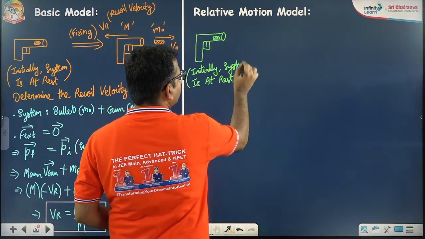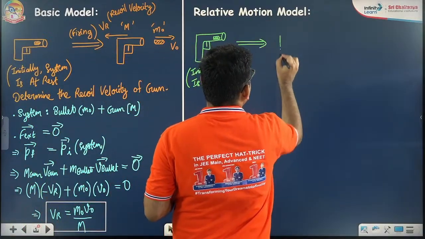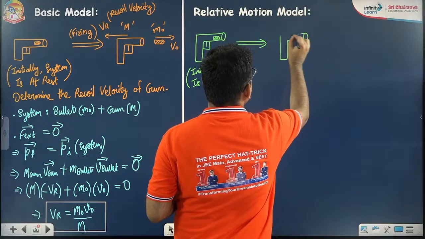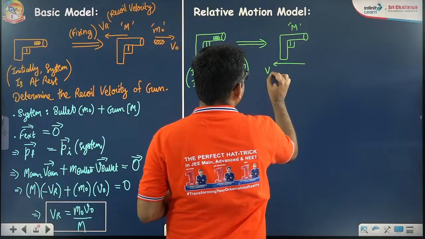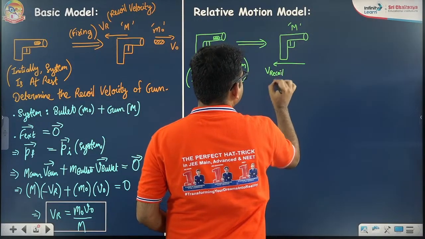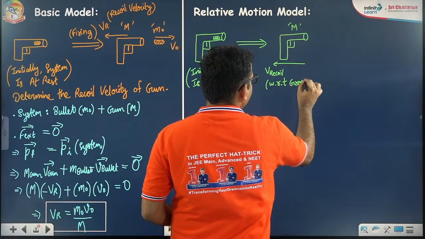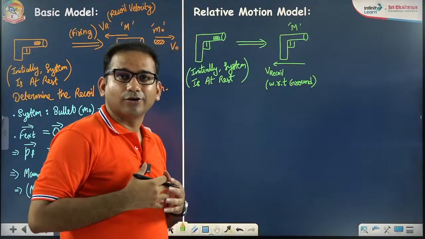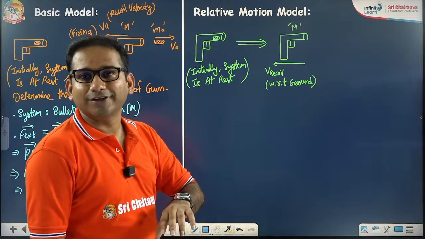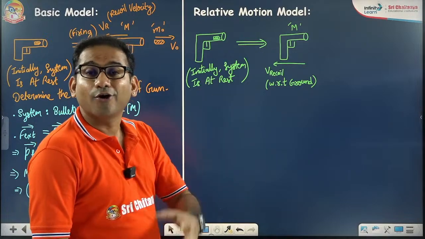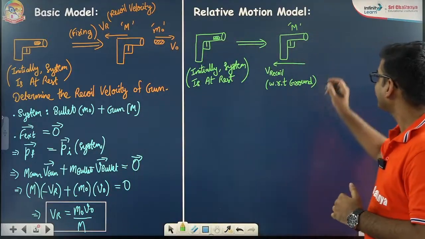Because I want you to compare these two situations. Now you fire it. If you fire it, they are asking you, this is mass M, they are asking you the recoil velocity. Obviously this recoil velocity is with respect to ground, because you are a person standing on the ground, your hand or your shoulder experiences a recoil, so this recoil velocity is supposed to be calculated with respect to ground.